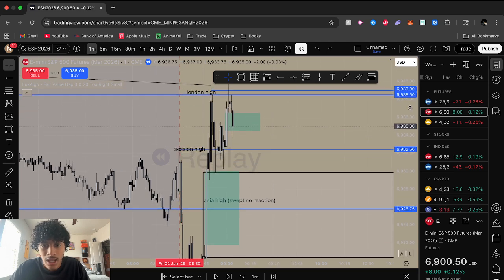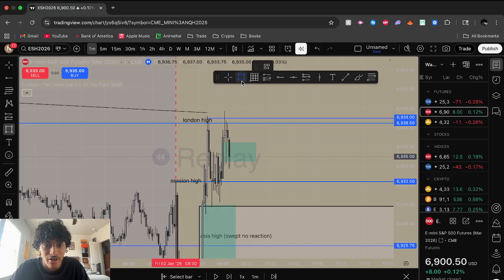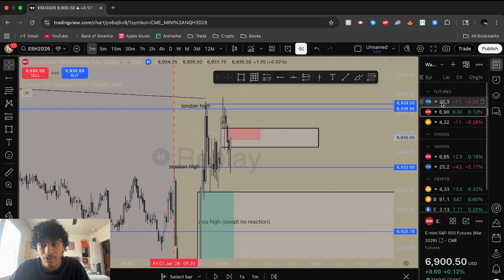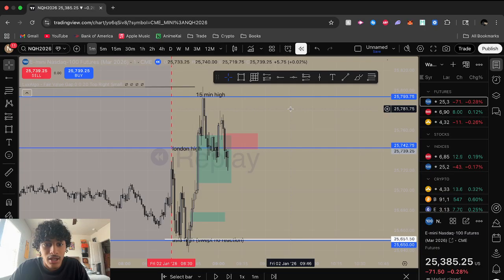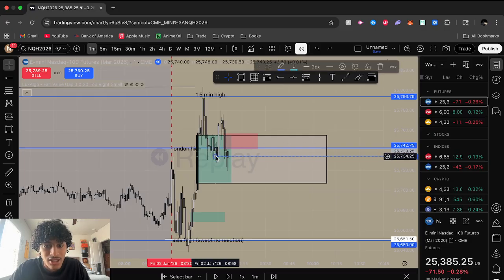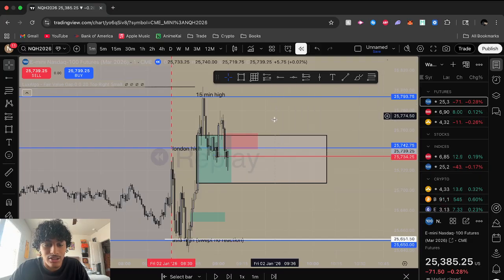So boom, now I'm really just waiting for ES to invalidate something. We have this 1 minute fair value gap here, right? And if we do get this inversion at 9:05, now what I'm waiting for, maybe some further confluence, I can wait for NQ to invalidate this fair value gap. Also, we got this breaker structure. Let's say I wait for NQ to invalidate this 1 minute bullish fair value gap, right?